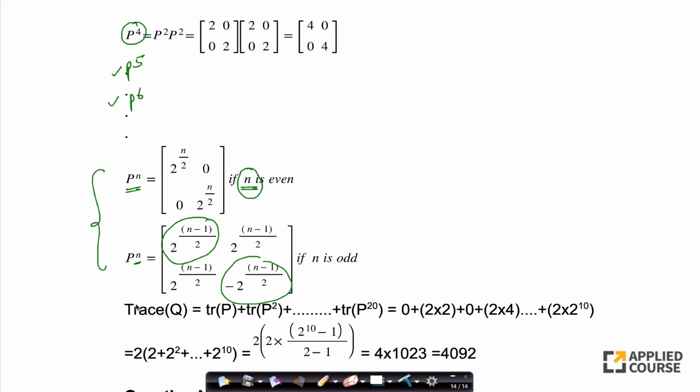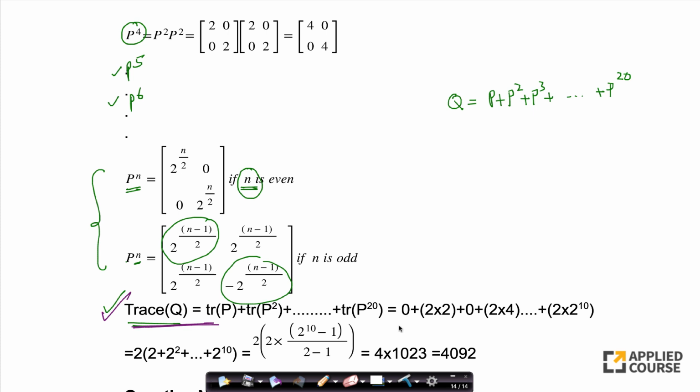Now the interesting part here is you're asked what is the trace of Q. You're given that Q equals P plus P square plus P cube, and so on, up to P power 20. Trace is basically the sum of the diagonal elements. So trace of Q would be the sum of traces of all of them. It's a straightforward equation, because you're just operating on the diagonal elements themselves.